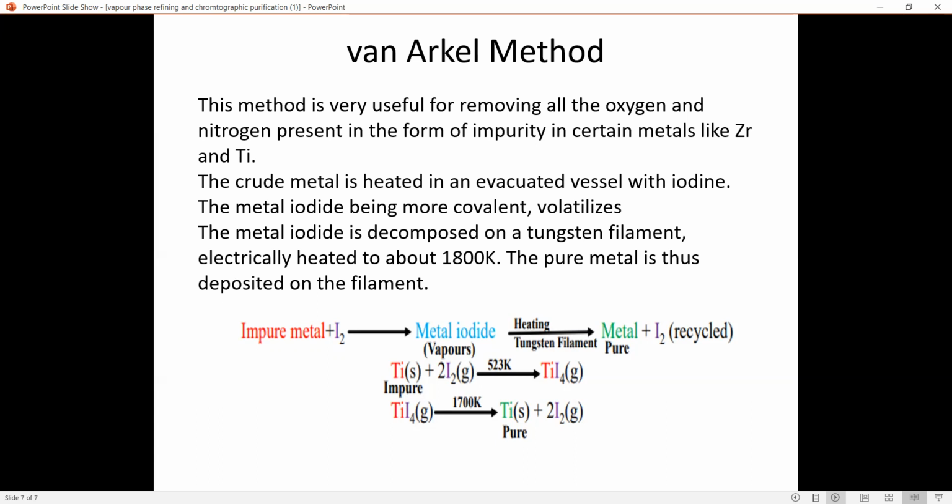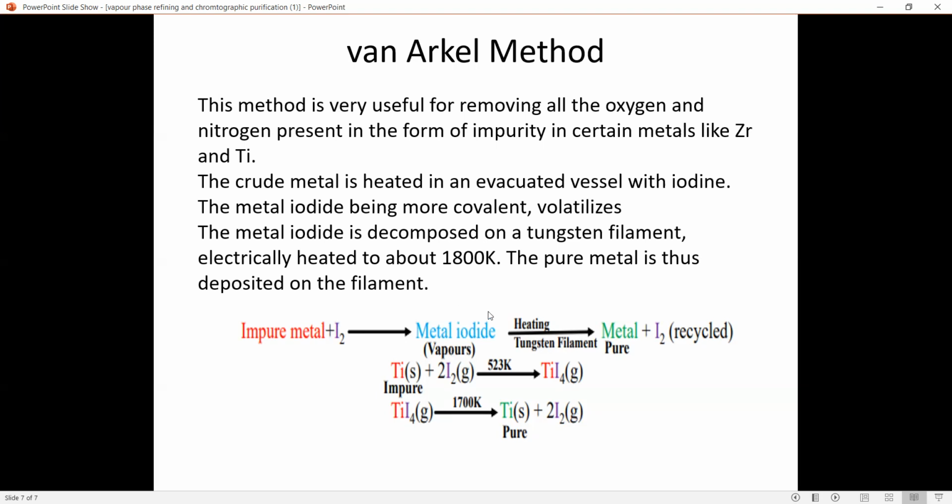So here, the process involves conversion into the volatile compound that is often the iodide. That is, the impure metal will be heated with iodine. As you can see in this scheme, the impure metal is heated with iodine to give the metal iodide. This metal iodide is volatile. As you can see, it's mentioned vapors here.